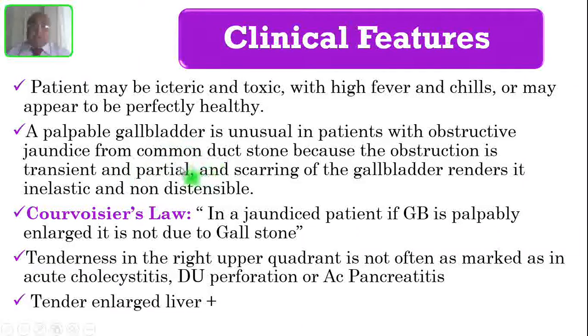The gallbladder usually is not palpable if it is due to CBD stone, because the majority of these CBD stones are from the gallbladder. So if it is a gallbladder stone coming to the common bile duct, usually there will be repeated attacks of cholecystitis, chronic cholecystitis. The gallbladder will become fibrous, so it gets shrunken and cannot distend. This is explained by Courvoisier's law. In a jaundiced patient, if the gallbladder is palpably enlarged, it is not due to gallstone. So indirectly they are saying it may be because of some other obstruction, like maybe a carcinoma of the head of the pancreas, periampullary carcinoma, or a benign stricture.